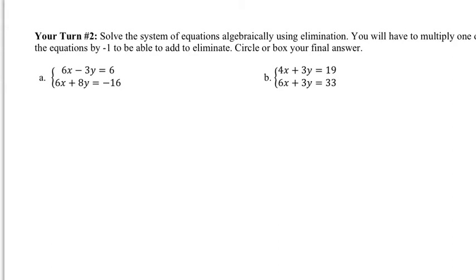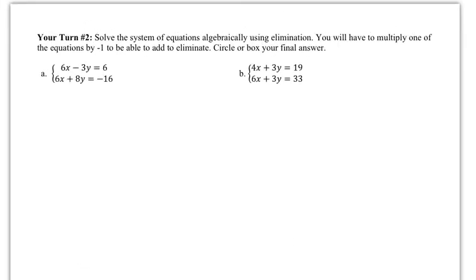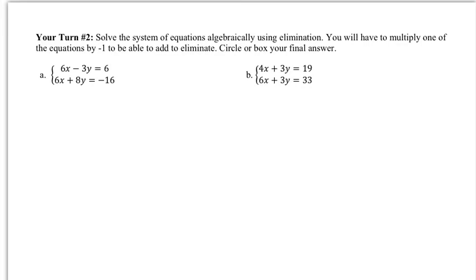This is your turn number 2, part A. So your turn number 2 directions are solve the system of equations algebraically using elimination. You will have to multiply one of the equations by -1 to be able to add to eliminate. Circle or box your final answer. All right, so let's start with that first one.